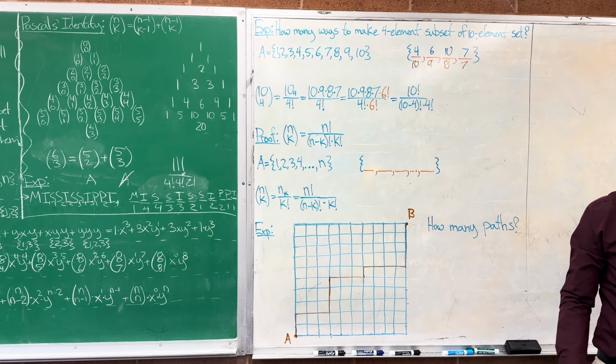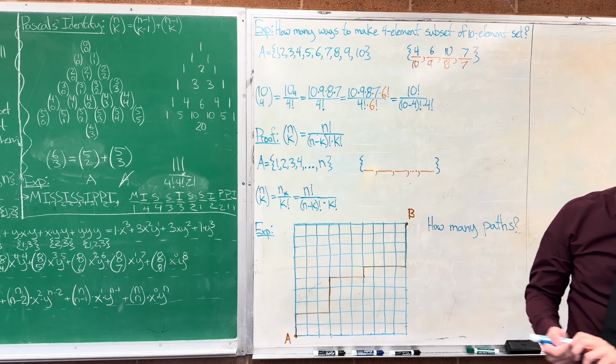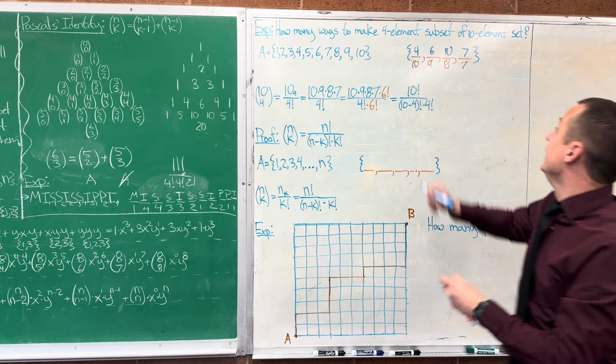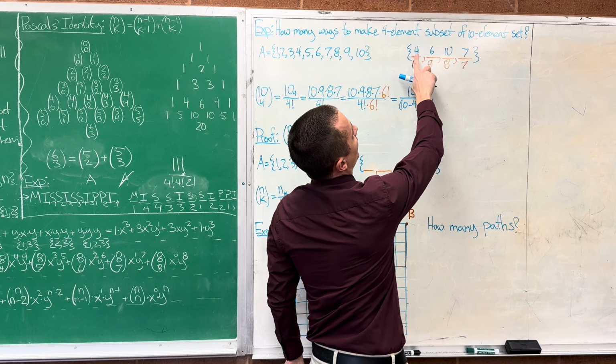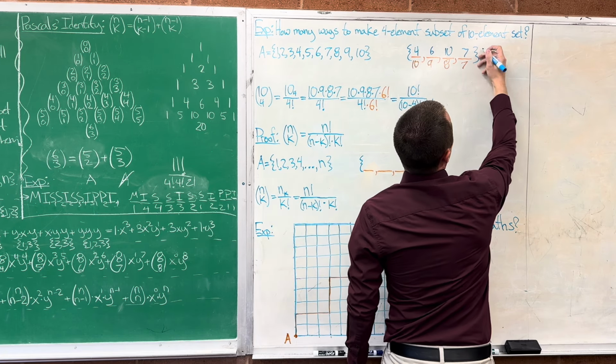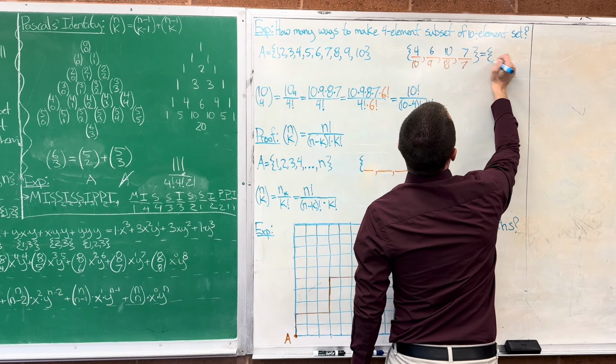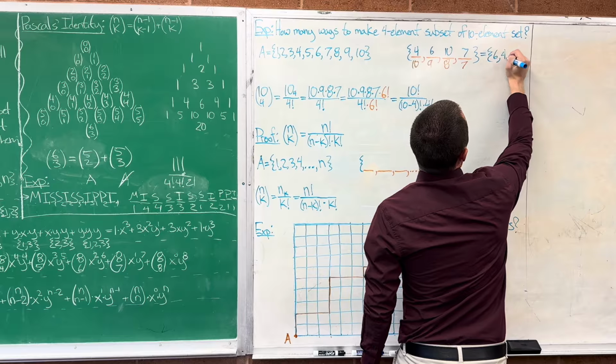You with me? Now what is our problem with calculating it that way? It's this one: we happen to have the set 4, 6, 10, 7. But notice that that would have been the exact same thing as the set 6, 4, 10, 7.